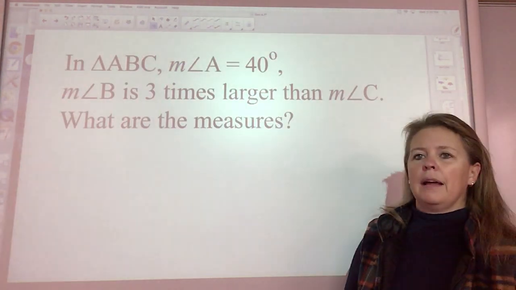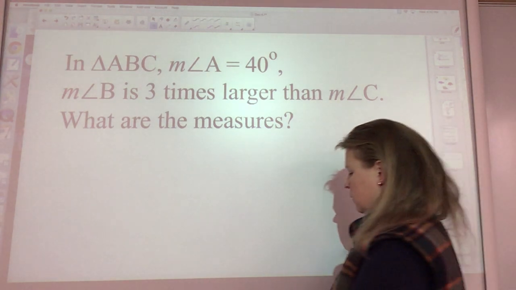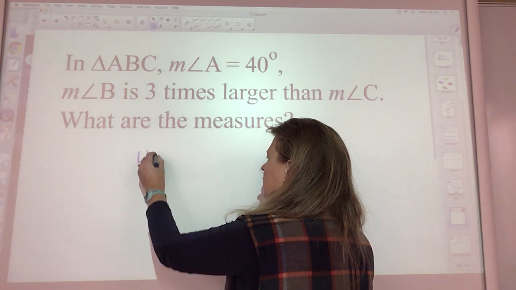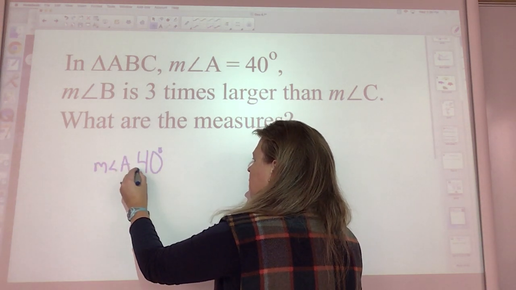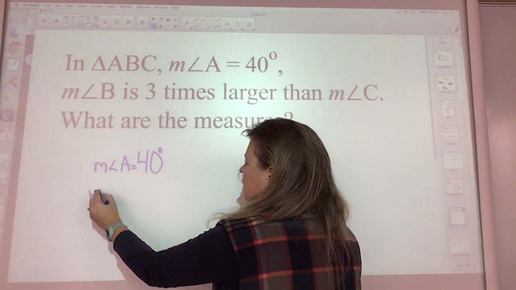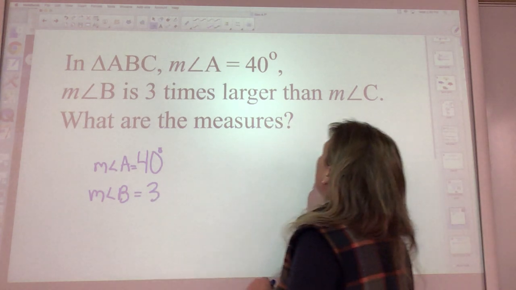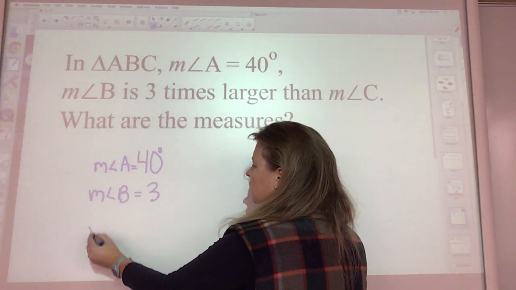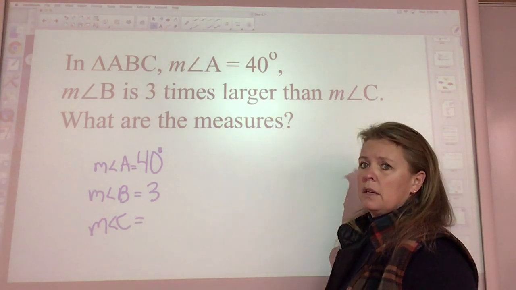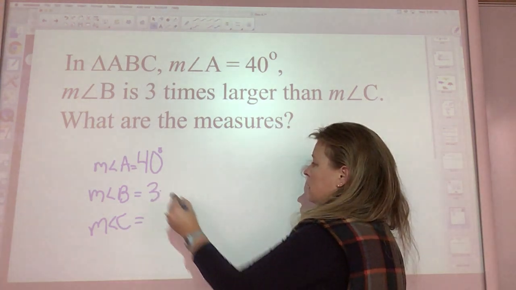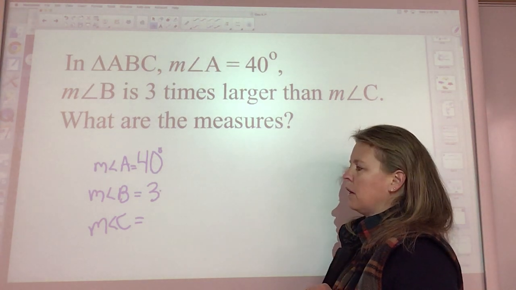Second one, and last one. In triangle ABC, the measure of angle A is 40 degrees. Got it. Do a little bit at a time here. Write down what you know. The measure of angle B is 3 times larger than the measure of angle C. It doesn't tell us anything about the measure of angle C. We know that measure of angle B is 3 times as big as C is, but we don't know what C is.